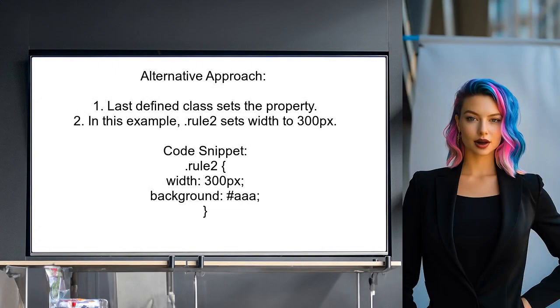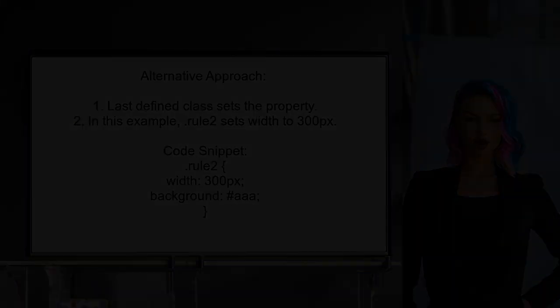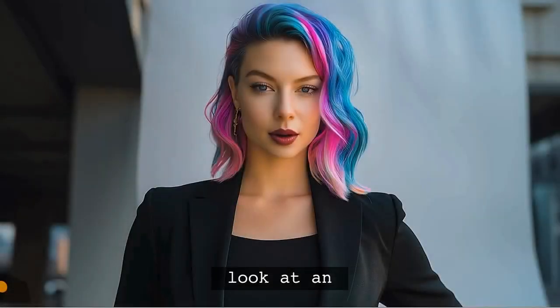This user explains that when multiple classes are applied to an HTML tag, the last defined class will determine the CSS property value. In this case, the width from rule 2, which is 300 pixels, will be used because it appears last in the code. Let's take a look at an answer from another user.